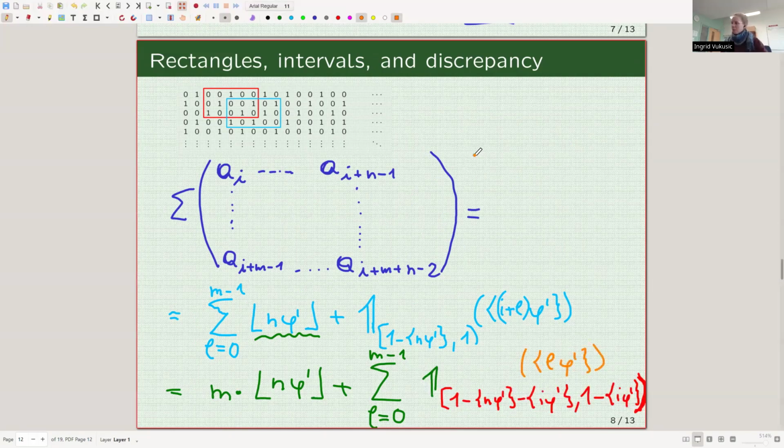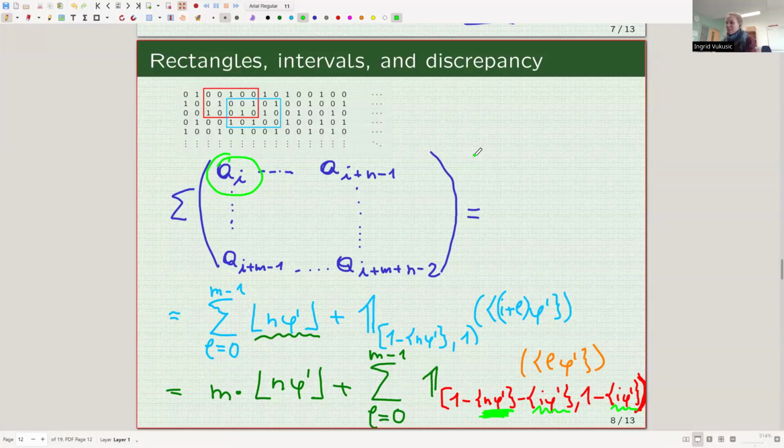Okay, so what are we counting here exactly? We are counting points out of m points from 0 to m minus 1. We're looking at the points and checking whether they are in this interval. And this interval has length exactly n phi prime. So the length is determined by our n. And these i phi's just cause a shift. But we're interested in all the i's, right? We're interested in all the rectangles. So we also need to consider all the shifts. And if you know that i phi prime is uniformly distributed mod 1, then essentially we need to look at all the intervals.